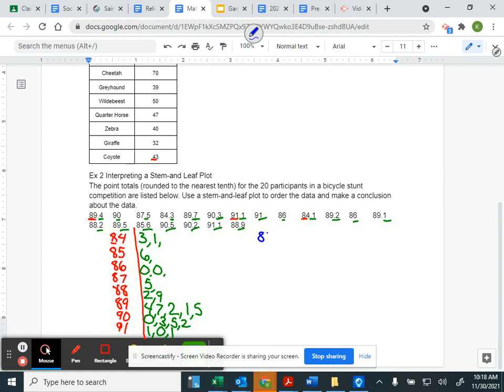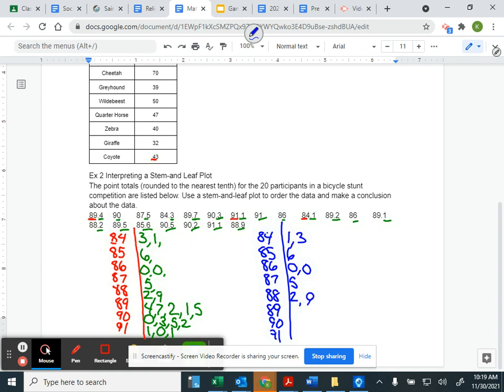So we keep our stems, which were already in order. Now I'm going to rewrite my leaves so they're in numerical order. So 3 and 1 would become 1 and 3. 85 just had the 6. 86 just has zeros. 87 just has the 5. 88 was already in order.